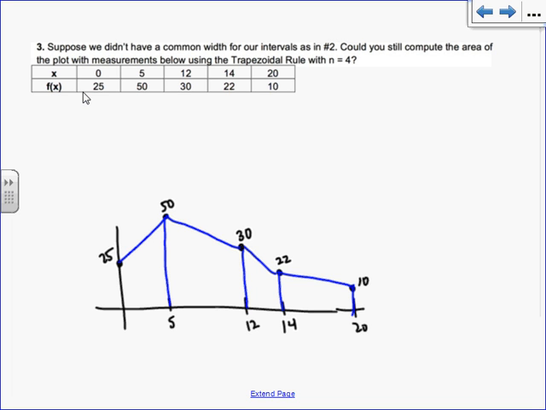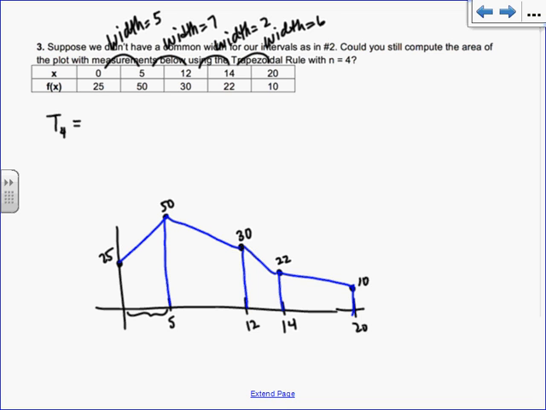Some of you are going to be great doing this without sketching it. Basically, you always want to find the widths. So the first width is 5. The next one is 7. The next one is 2. And then the last one is 6. And those are the various heights of the trapezoids, right? Remember the heights, because the trapezoid is on its side.